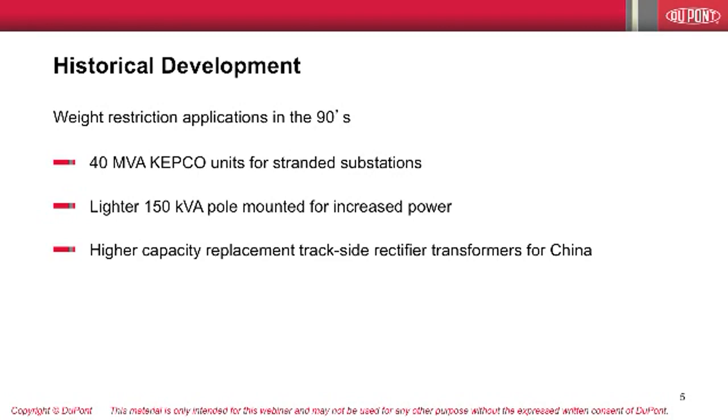KEPCO also was looking for a lighter weight, 150 kVA pole-mounted transformer to avoid the cost of the necessary switch to twin poles and a platform. In China, the kVA rating of trackside rectifier transformers was reduced using the overload capacity of a high-temperature design, thereby reducing the tax assessed based on kVA rating.